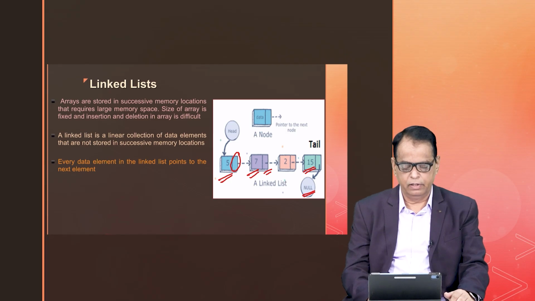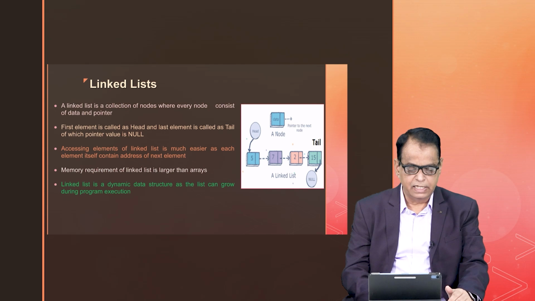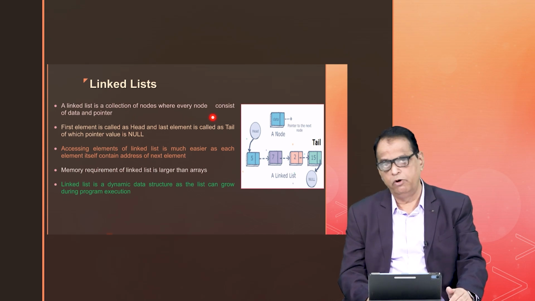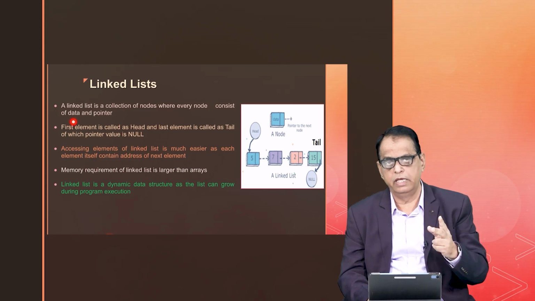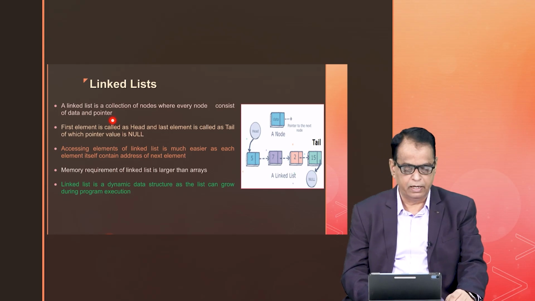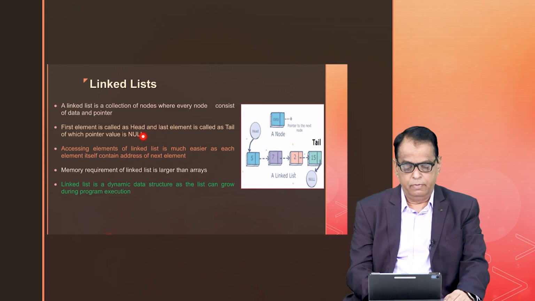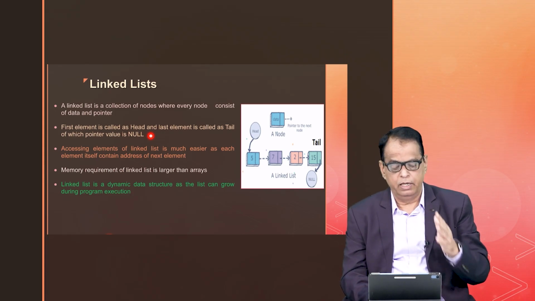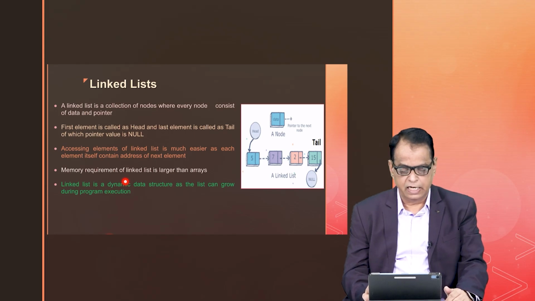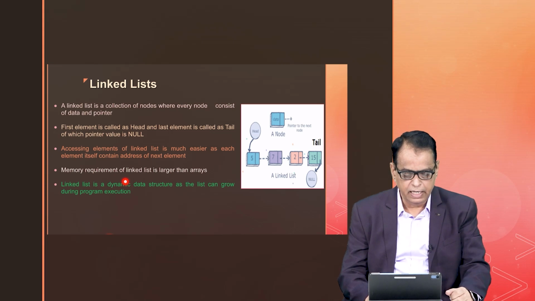Now, we will go further to understand how these linked lists work. As I said, the linked list is basically a collection of nodes, and every node consists of two things. The first is called data, and the second is called a pointer. The first element being pointed to by the linked list is called the head, and the last element in the linked list is called the tail. So, head and tail are the starting point and ending point of any linked list.